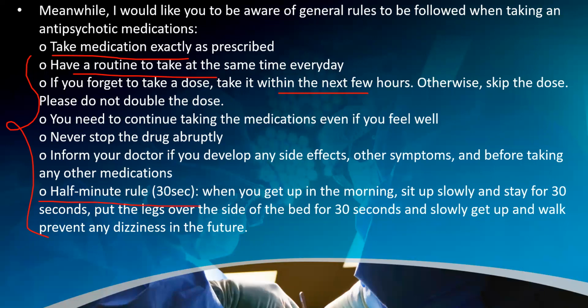You can always follow a half-minute or 30-second rule. So when you get up in the morning, sit up slowly and stay for 30 seconds. Put the legs over the side of the bed for 30 seconds. And then slowly get up and walk to prevent any dizziness. So this 30-second rule, you can discuss it with anyone who is having postural hypotension.